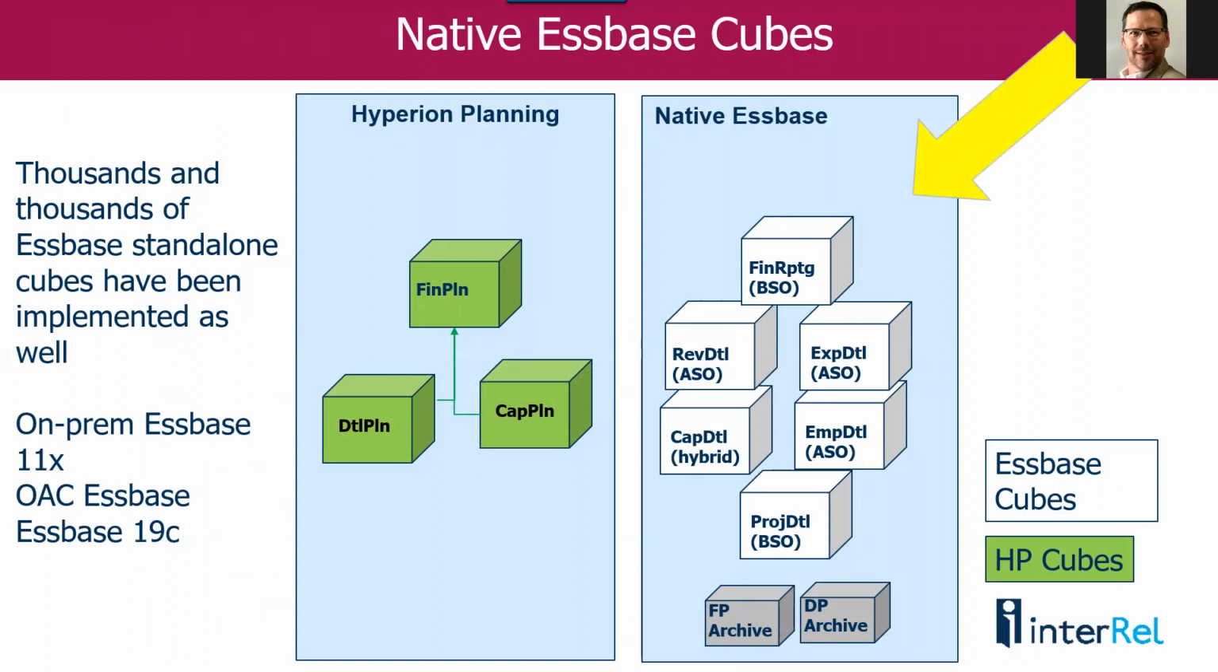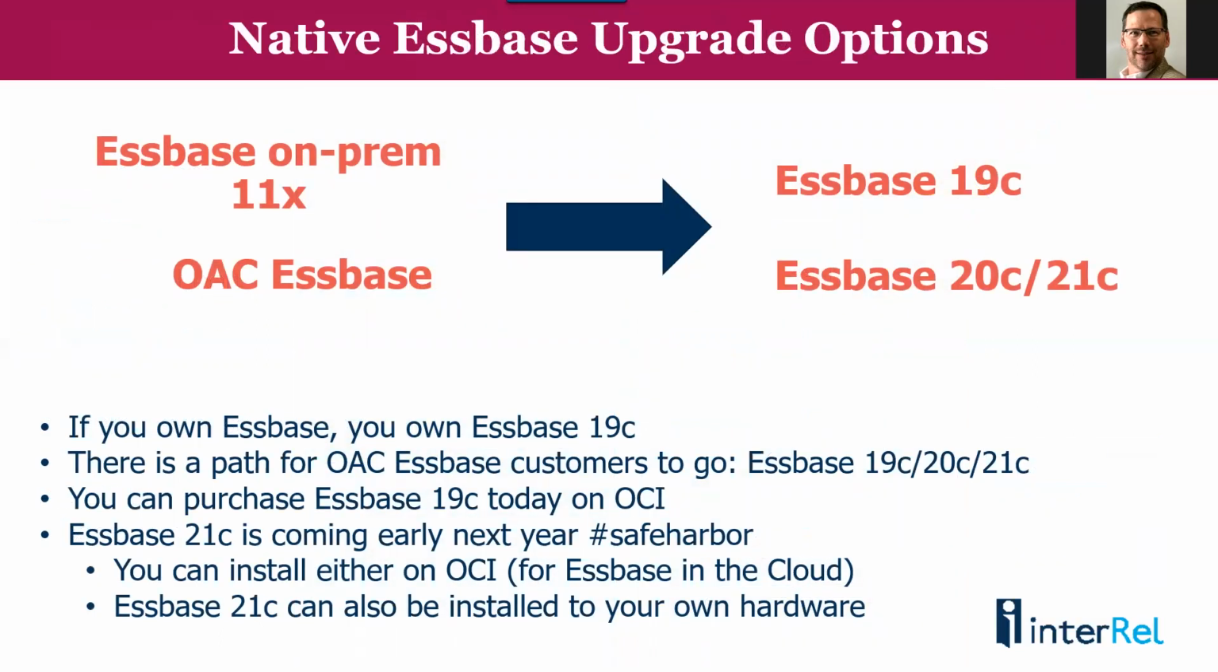Last, but of course not least, is your traditional native Essbase. Back in the day, we could have both planning and non-planning applications on our server, licensing permitting, but there's a need to create cubes inside planning when we didn't need to do this. Also, owners of native Essbase, if you do own Essbase, there is a path for OAC Essbase for customers to go from 19C to 20C to 21C. You can purchase Essbase 19C today on OCI. It's planned that Essbase 21C is coming early next year. Also, you can install either on OCI. 21C can also be installed on your own hardware as well.